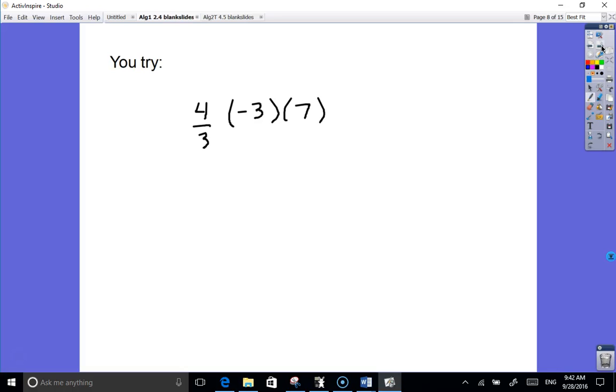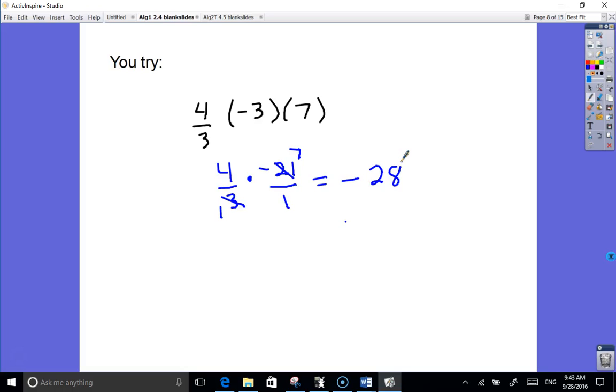I multiplied 7 times negative 3 first. Then I multiplied 21 times 4 over 3. I turned 21 into a fraction and made it 21 over 1. Then I figured out how many times 3 would go into 21, which is 7. So 3 turns into 1, and 21 turns into 7. And 7 times 4 equals 28, and it's over 1, so that would make it negative 28. Perfect.